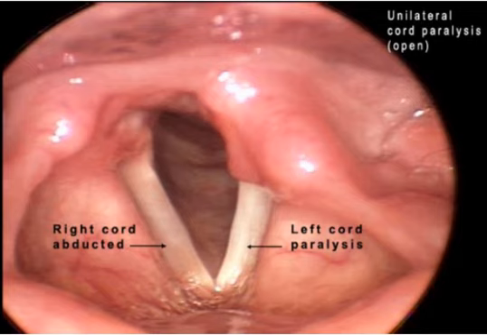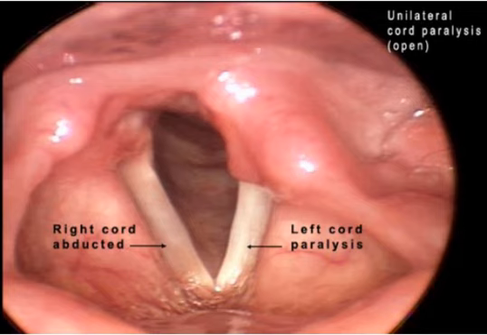Objectives. Identify the common causes of unilateral vocal cord paralysis. Review the presentation of a patient with unilateral vocal cord paralysis. Outline the management options for unilateral vocal cord paralysis. Explain interprofessional team strategies for improving care and outcomes in patients with unilateral vocal cord paralysis.